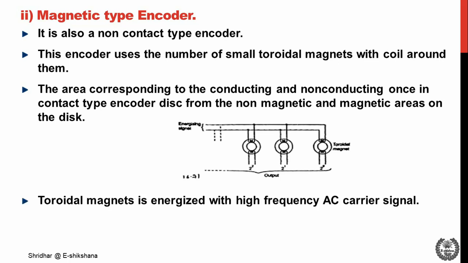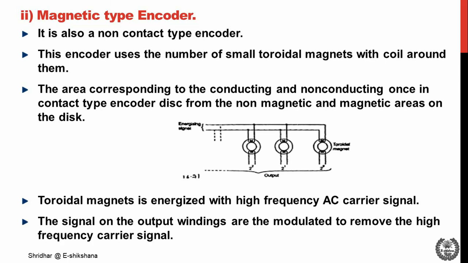One of the coils in each toroidal magnet is energized with a high frequency AC carrier signal. When the toroid is over a non-magnetic area of the encoder disc, a voltage due to transformer action is induced in the output coil, giving state 1, while a magnetic area would saturate the magnetic circuit and the output is very small, producing state 0. The signals on the output windings are demodulated to remove the high frequency carrier signal.